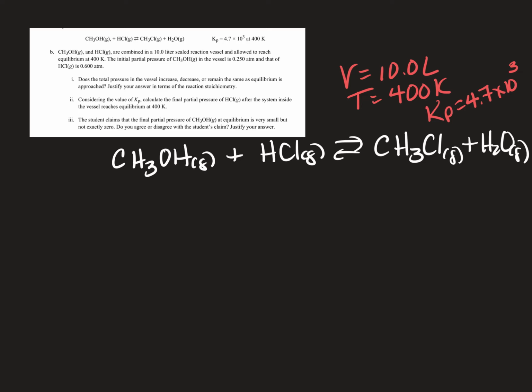And then I'm told the initial partial pressure of the methanol in the vessel, so that's to start, is 0.250 atmosphere. And that of HCl is 0.600 atmosphere. And it says, does the total pressure in the vessel increase, decrease, or remain the same as equilibrium is approached? Justify your answer in terms of reaction stoichiometry.